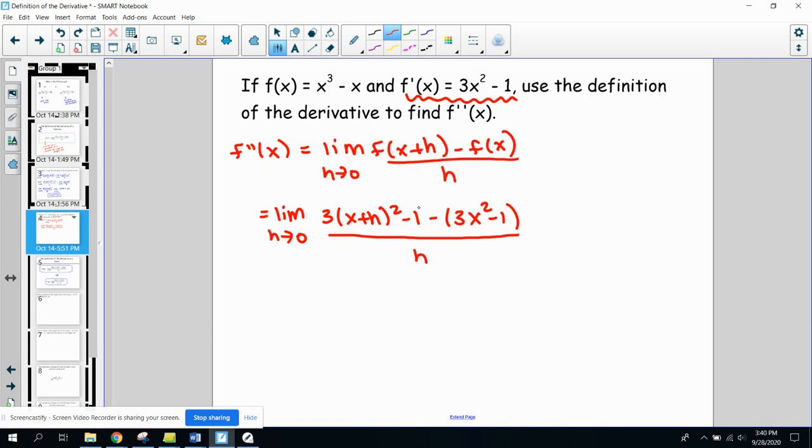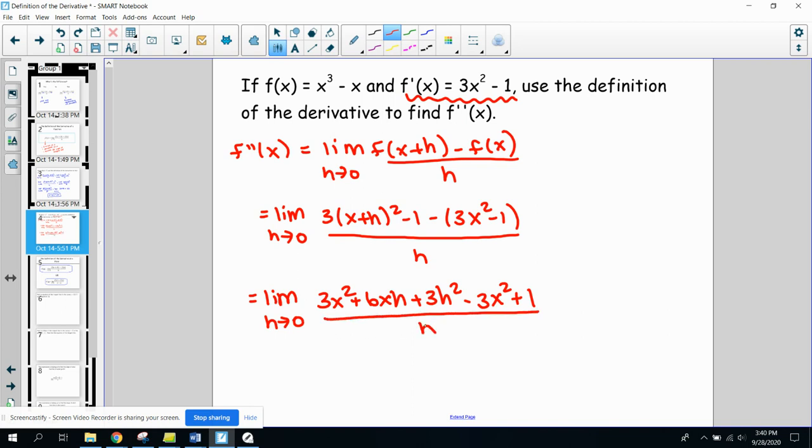So again, similar to before, you have to FOIL out the x plus h squared and then distribute the 3. So I'm just going to jump to what that is. But if you need to write it out, by all means write it out. So you're going to FOIL the x plus h first and then distribute that 3 in. So this is going to give us 3x squared plus 6xh plus 3h squared. Don't forget to distribute this. So we're going to have negative 3x squared plus 1 over h. And when we look at this, we can see that the 3x squareds are going to cancel out.